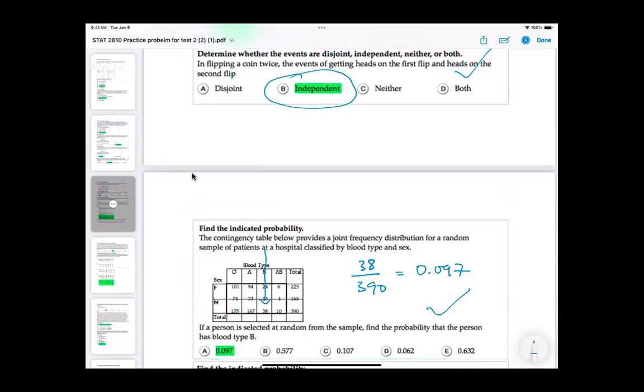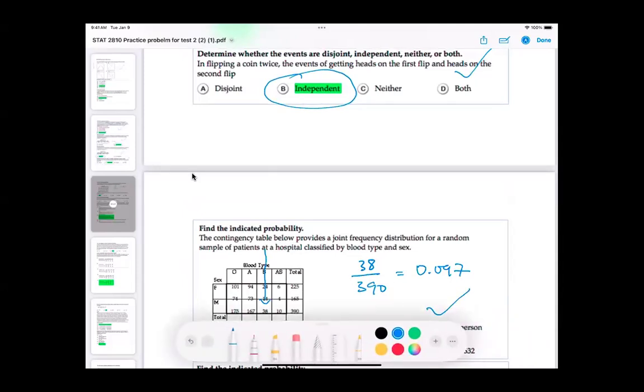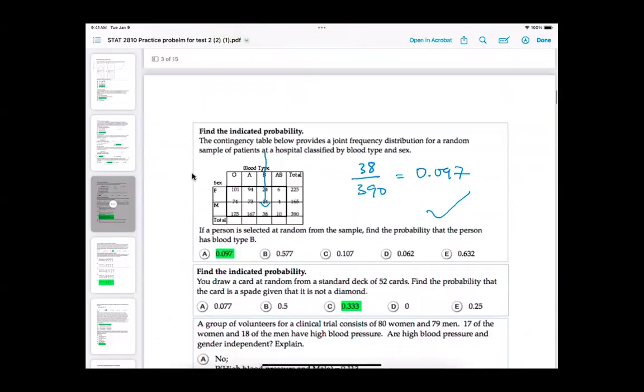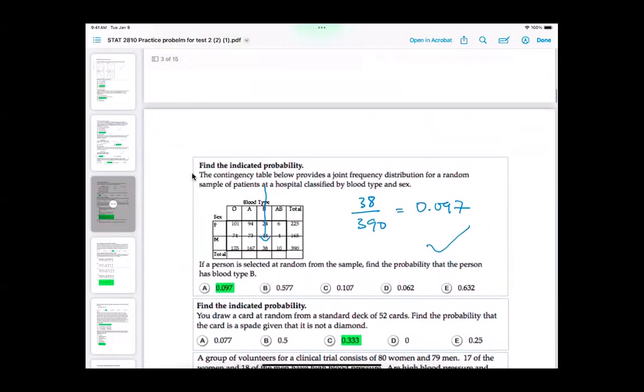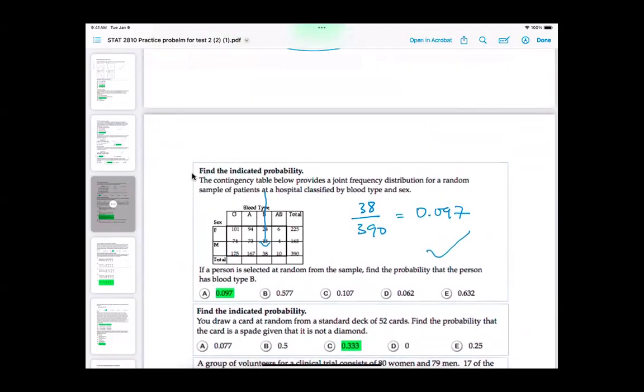So we've done this one too. Okay, so I want you to try the next one.